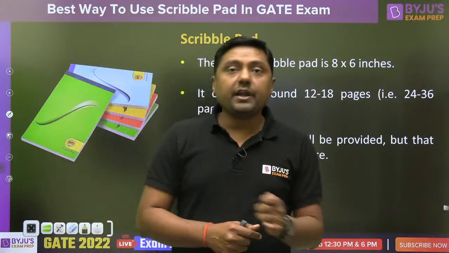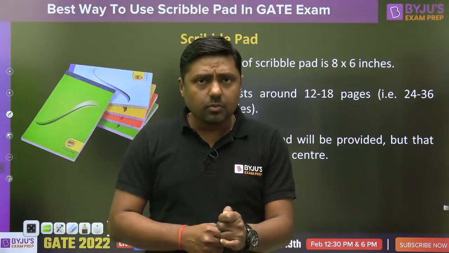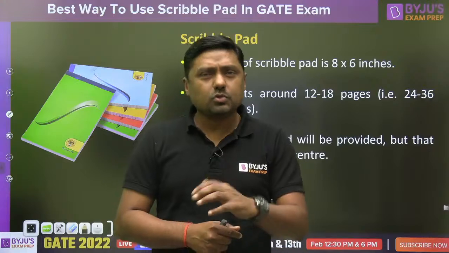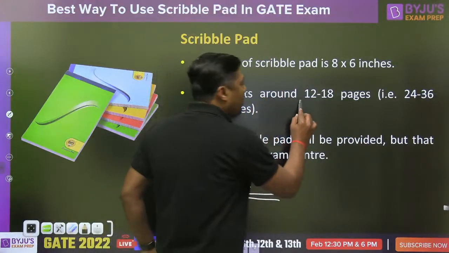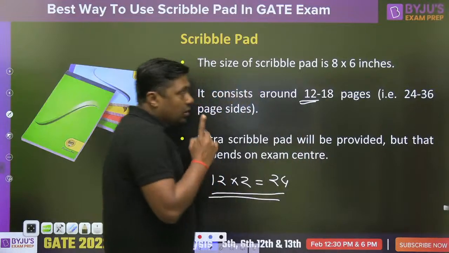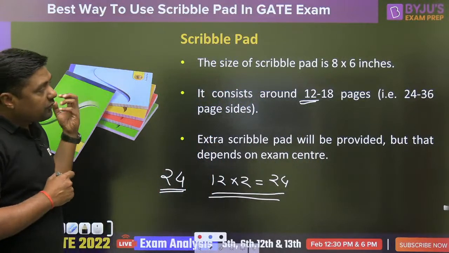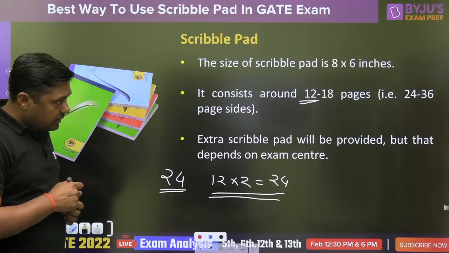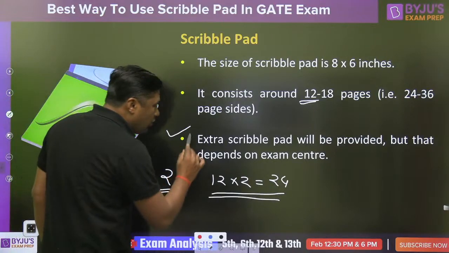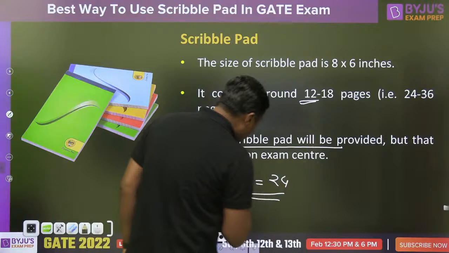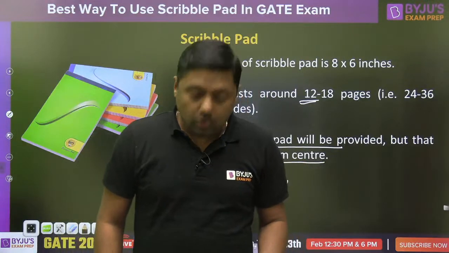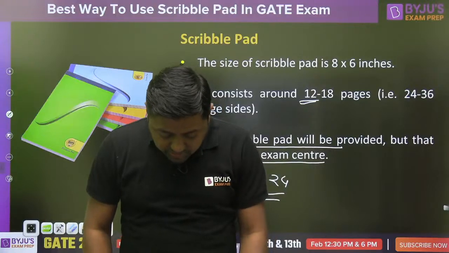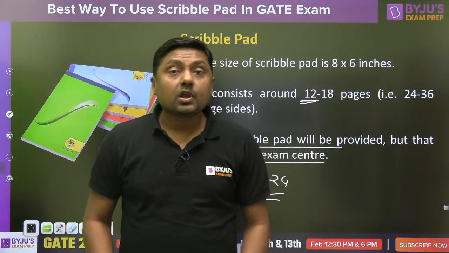So simply we are getting one Scribble Pad. Normally it is sometimes 12 to 18 pages, but roughly 12 pages approximately. 12 pages, two sides, means 24 page sides. It is possible, but always remember it depends upon your center. So ask them before starting your exam. Is it clear, my dear students? This point is clear to you?